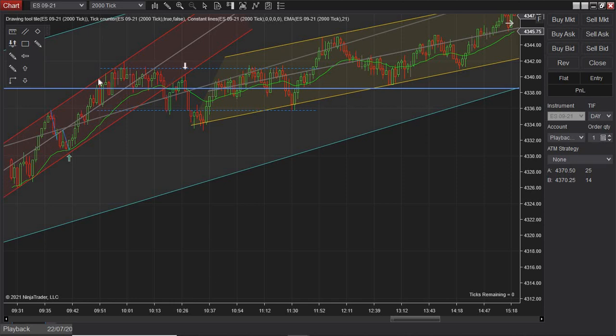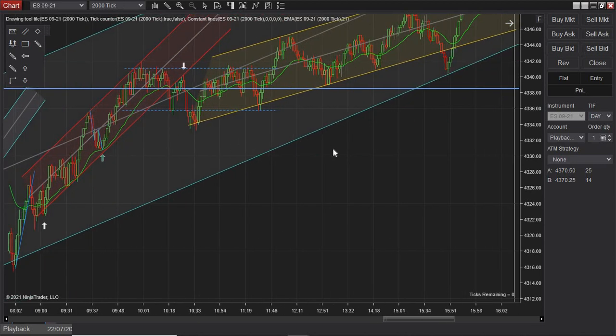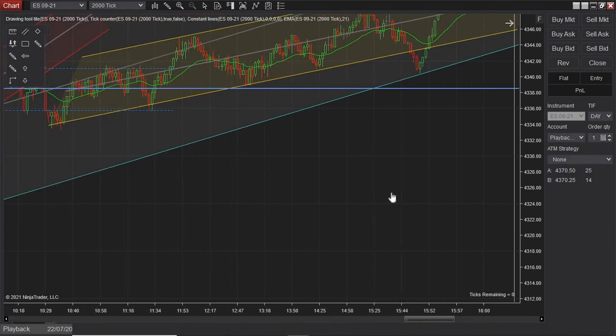We have this break of this red channel. I'm expecting new highs. And if you look at it, actually, we have two legs to a break. We have leg one, leg two, which is two legs to a break. At this place, you'll be expecting a move higher.